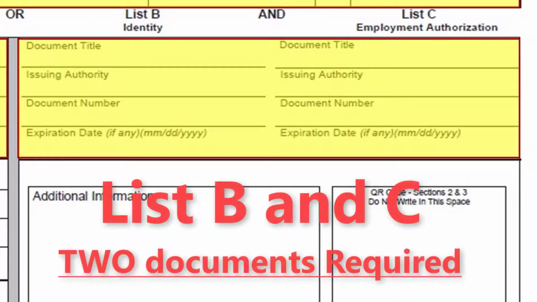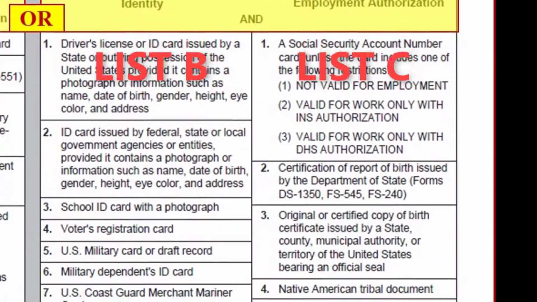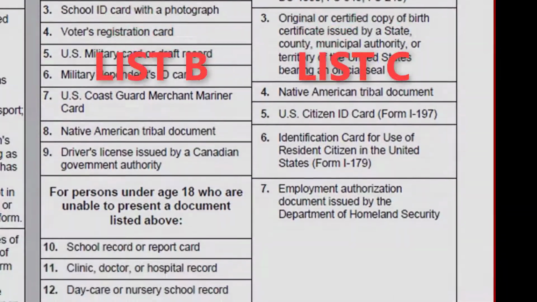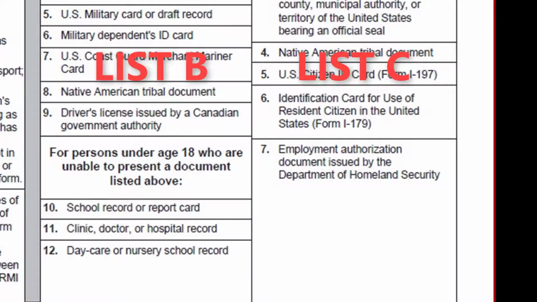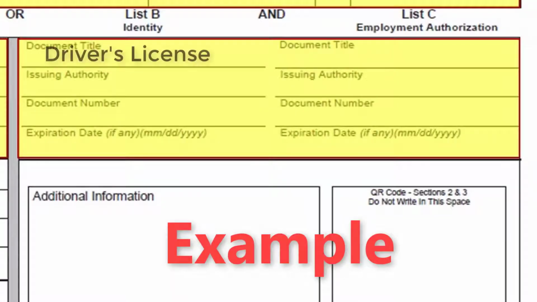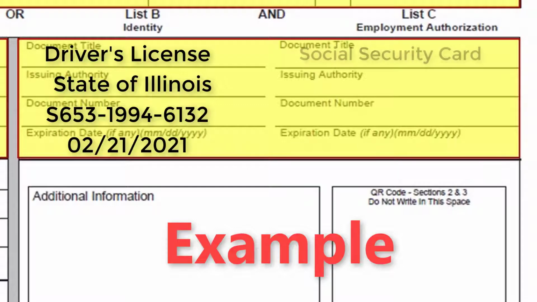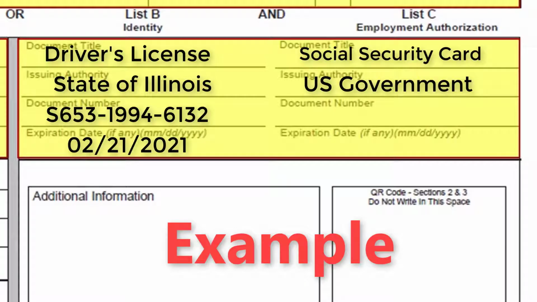List B and C, 2 documents are required. Scrolling are the acceptable forms by the U.S. government for List B and C. You can reference these on page 3. Here's an example. Driver's license, State of Illinois, document number, and the expiration date. For List C, similar, Social Security card, U.S. government, document number, and an expiration date if applicable.